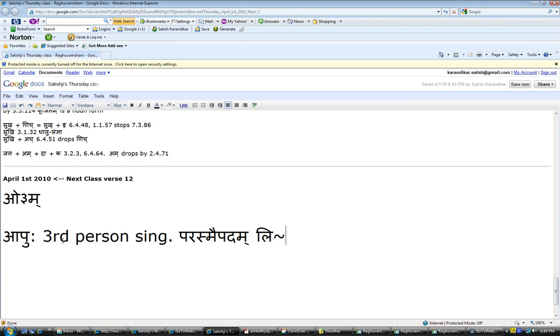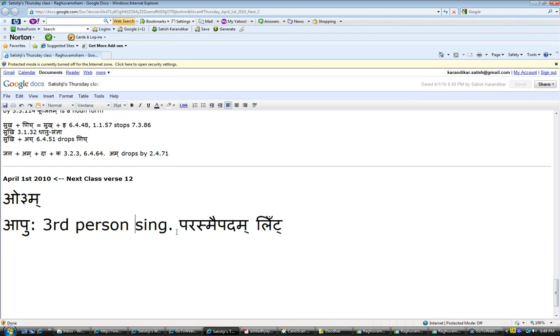Now, just to back up a little bit, where is this coming from? This is coming because the default ending for the third person plural, I'm sorry, not singular, plural, take that back, is tip tas jhi. The tip tas jhi becomes nal atus us.